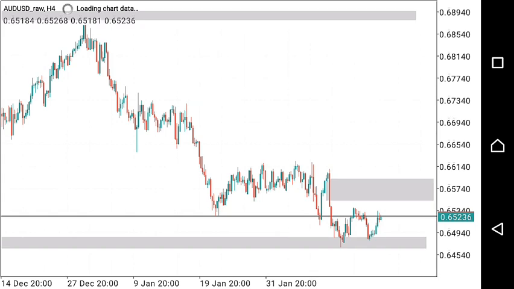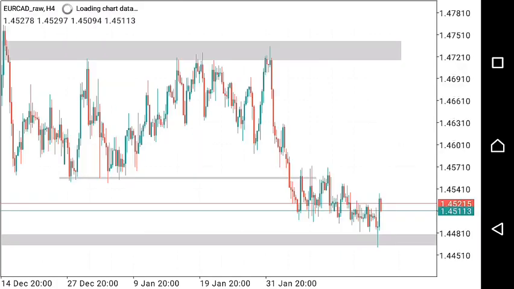So I'm just going to watch out for this. I'm not going to be taking any trade on Aussie USD for now, so I'm just going to be stepping aside to watch how things unfold on Australian USD. If I make any decision on it, I'll let you guys know. Okay, so up to the next pair.